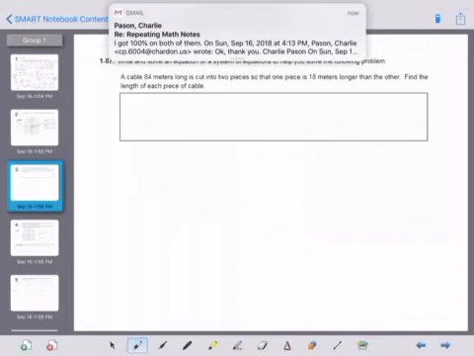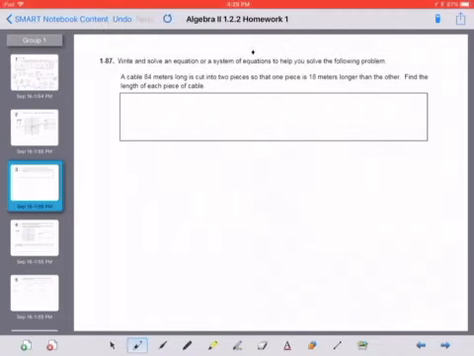The next problem says write and solve an equation or a system of equations to help you solve the following problem. A cable 84 meters long is cut into two pieces so that one piece is 18 meters longer than the other. Find the length of each piece of cable. So I wrote this equation. I know that the first cable plus the second cable, which is x plus 18, has to equal 84.